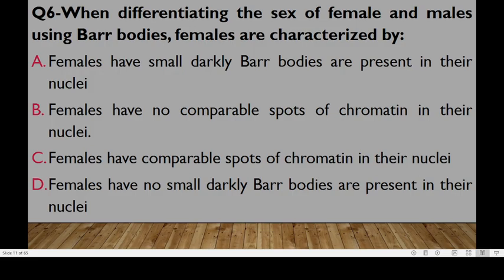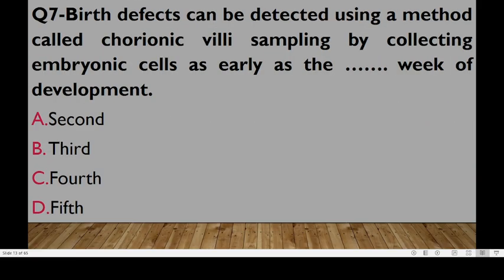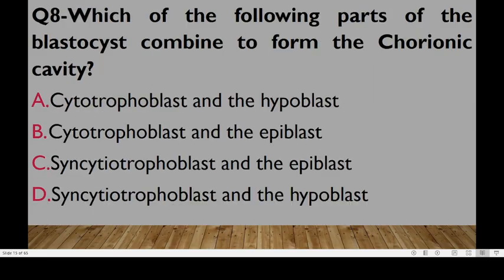When differentiating the sex of females and males using the Barr bodies, females have small dark Barr bodies present in their nuclei. This will be absent in males. Birth defects can be detected using a method called chorionic villus sampling by collecting embryonic cells as early as, I think the earliest we can do, the fifth week. Which of the following parts of the blastocyst combine to form the chorionic cavity?